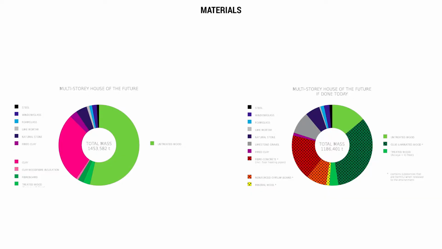These are the materials of the multi-story house of the future. On the left side, green is solid wood, and pink color is clay-based materials. This is a theoretical calculation on the right side of the image. The main point is the areas with black dots: all that with today's methods is harmful when taken into nature.